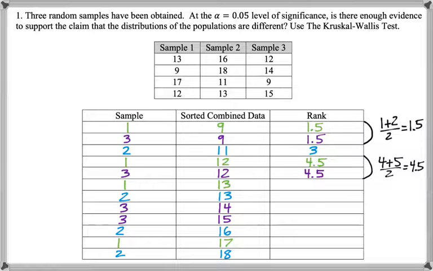There's a tie for the 4th and 5th positions. So if we take the average, we get 4.5. So both 12s get a rank of 4.5. There's a tie for the 6th and 7th rank. So both 13s get a rank of 6.5. Now, there's no more ties, so the rest of the ranks are just 8, 9, 10, 11, and 12.